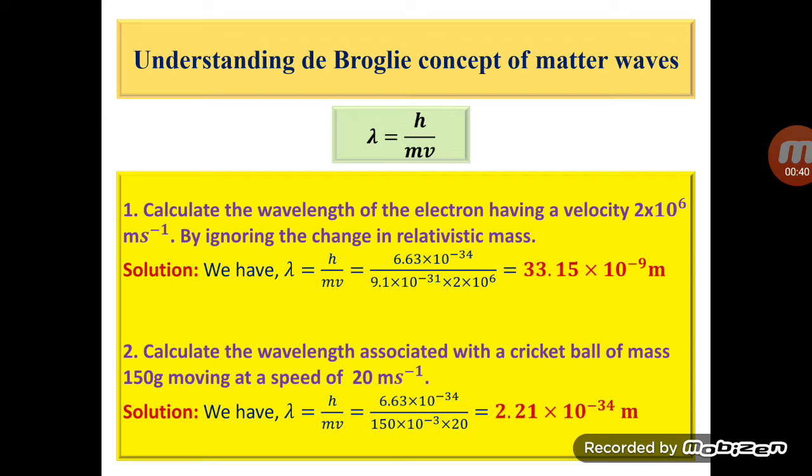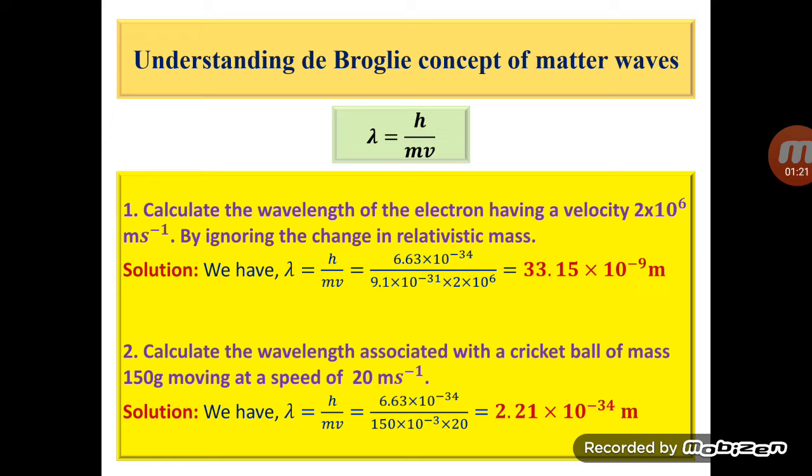To explain the de Broglie concept, here I have taken two problems. One is on the electron and the other is on the cricket ball. So if we calculate the de Broglie wavelength of an electron moving with velocity 2 x 10^6 meter per second using the de Broglie wave equation, that is lambda is equal to h by mv, you will get 33.15 x 10^-6 meter.